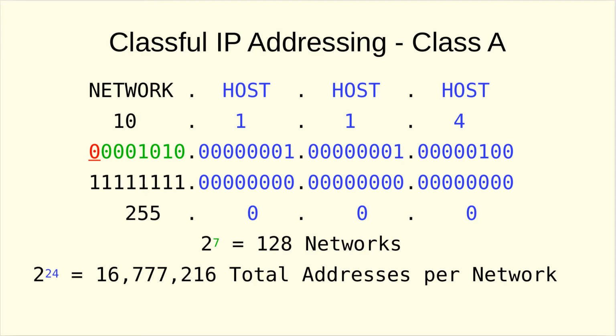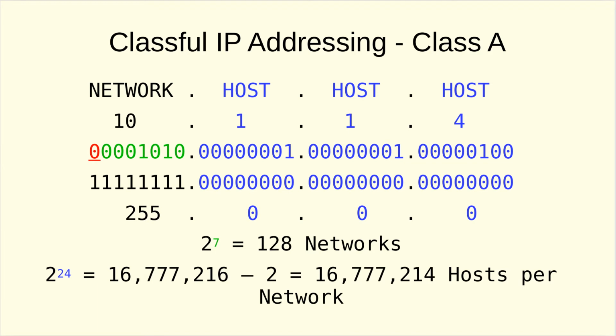The host bits, and there's 24 of those, are highlighted in blue. 2 to the power of 24 gives us that 16,777,216 possible addresses per network, which is madness, of course. In reality, we have to remove 2 of those addresses. That's actually what's known as the network address and the broadcast address. Get onto that later. So we only have 16,777,214 only. So there's their Class A addresses.